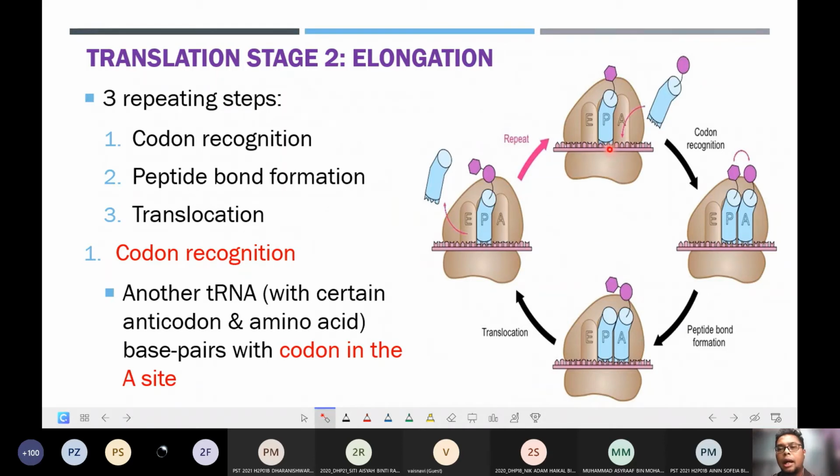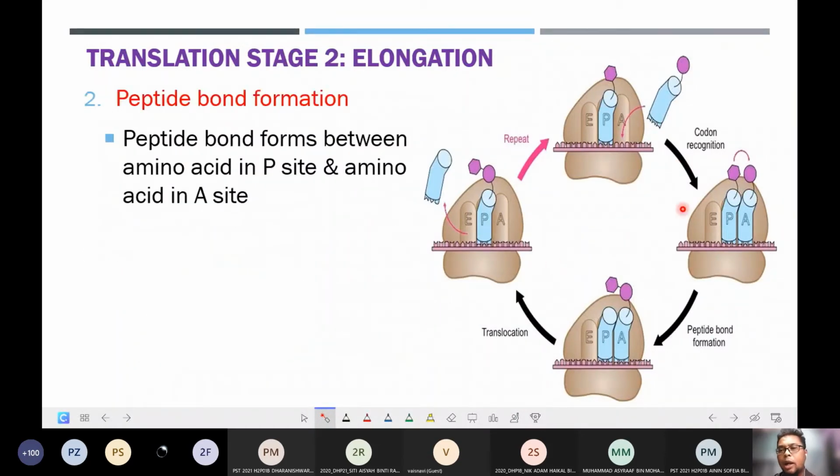So what about the codon at the A site? The codon at the A site will be recognized by a particular type of tRNA. Let's say the codon is GGG at the A site, then a particular tRNA with the anticodon CCC will recognize that codon, and that tRNA will go to the A site and attach to the codon in the A site. That is what is happening in the first step of codon recognition.